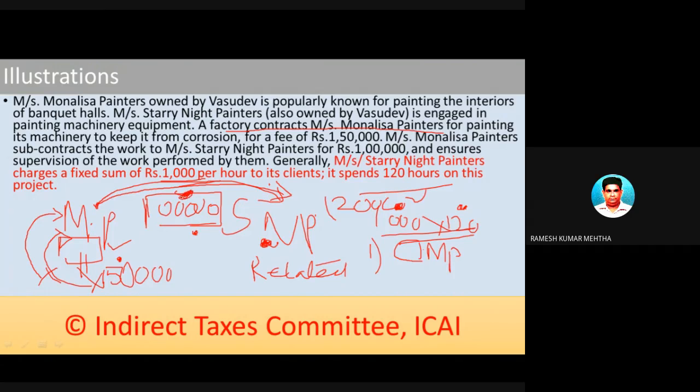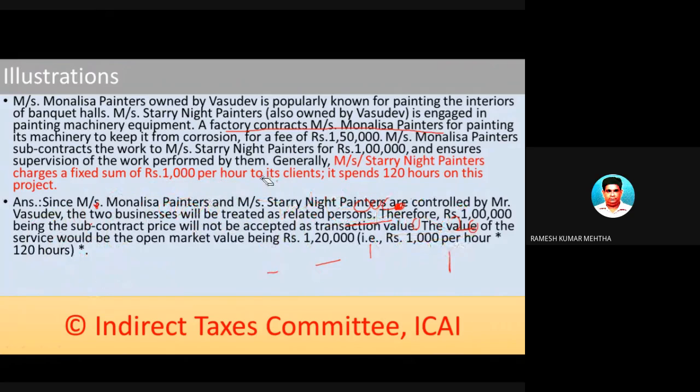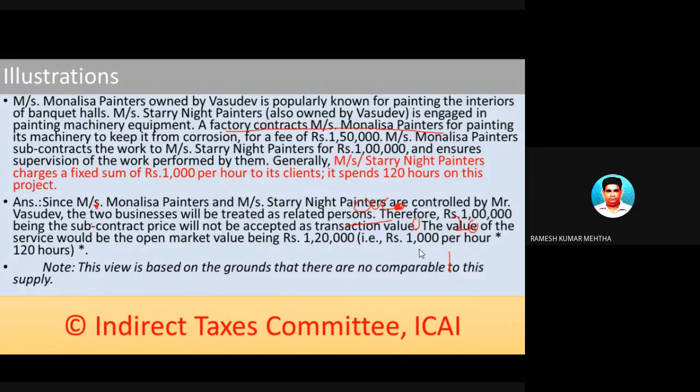So this is not the value of the supply of goods or services. This is the value of supply of goods or services: on this 1,20,000 rupees, GST will be levied. So look at the answer. The answer is in front of you. The value of the supply would be the open market value being rupees 1,20,000, that is 1,000 per hour into 120.